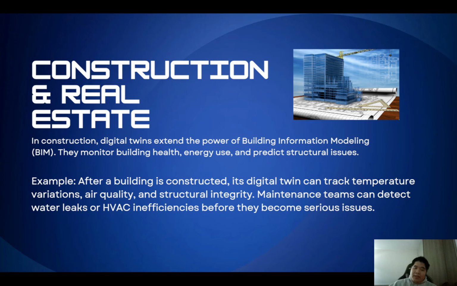After a building is constructed, the digital twins of the physical buildings can track the temperature variations, the air quality, and the structural integrity. Maintenance teams can also detect water leaks or inefficiencies in electricals before they become really serious issues. They can detect it first, fix it first. They can detect it in the digital twin, right? But the physical one doesn't have any problem yet. So they can detect that and clear the future problem before it becomes a serious issue.